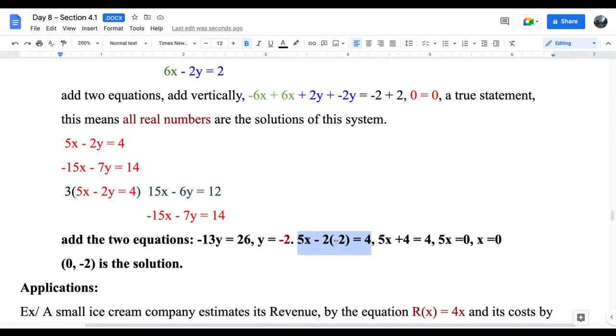Negative 2 times negative 2 is positive 4. So 5x plus 4 equals 4. Subtract 4 on both sides. 5x equals 0. Divided by 5, x equals 0. Right? So the y value is negative 2, x value is 0. So (0, negative 2) is the solution of this system.